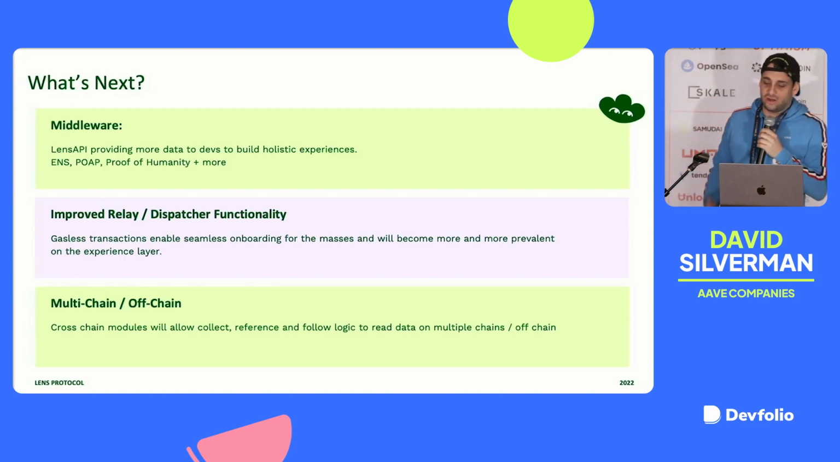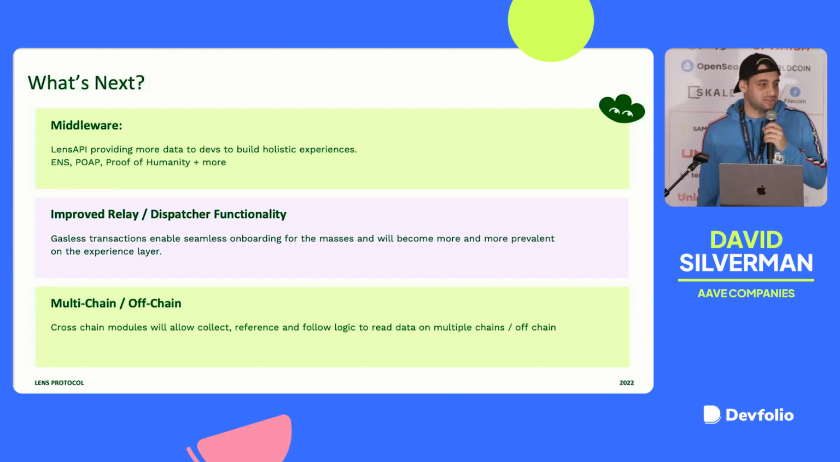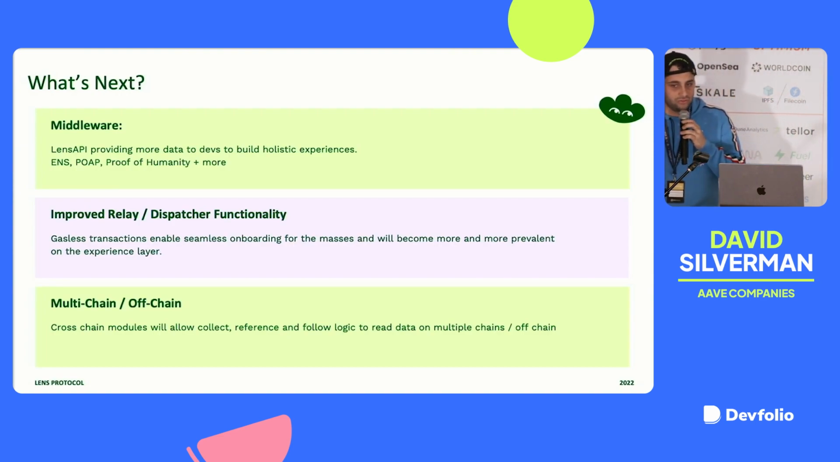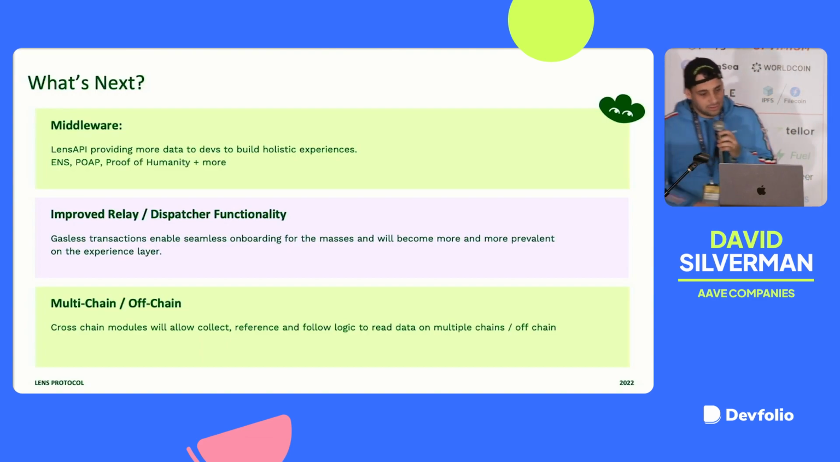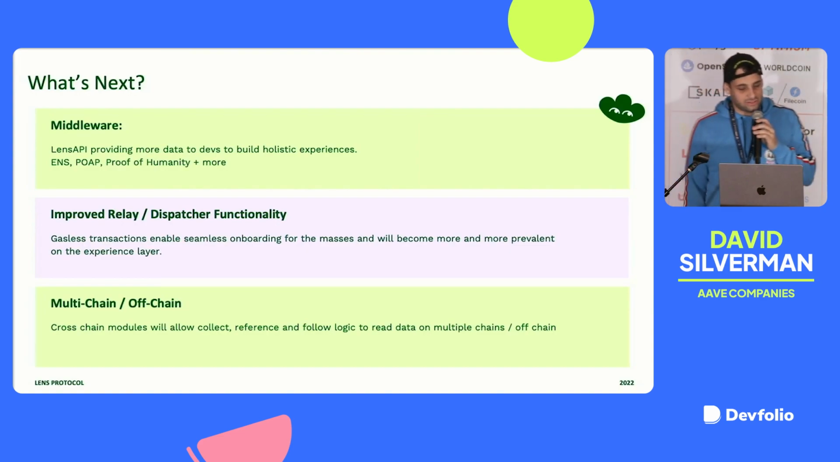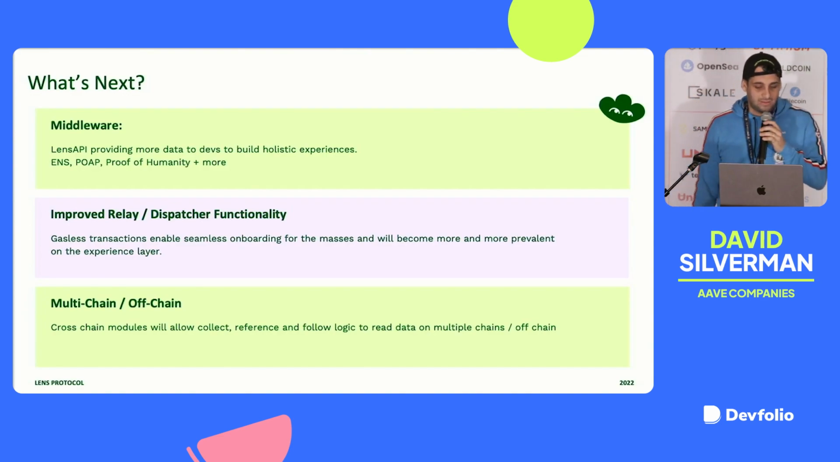It allows seamless onboarding for the masses, and already we have done 4.5 million transactions since we released this feature in June, making the Lens API one of the largest EVM gasless relays. Additionally, we have plenty of teams that are working to extend the Lens contracts to support multi-chain as well as off-chain data to be read on Polygon.